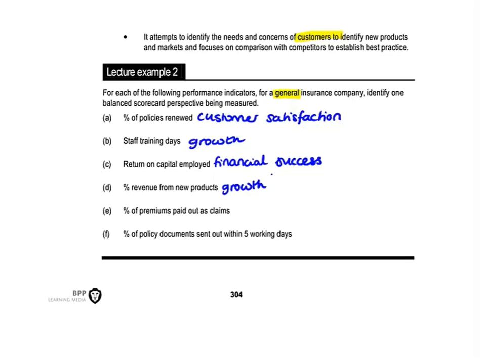Percentage of premiums paid out as claims is a financial success indicator. Ultimately, the insurance company will only be successful if it's paying out less in claims than it's taking in as premiums. The final one that we've got then is the percentage of policy documents sent out within 5 days. Well, that's a measure then of process efficiency, and that will help lead to customer satisfaction and hopefully to financial success. So it's important then that customers are getting their documents on time.